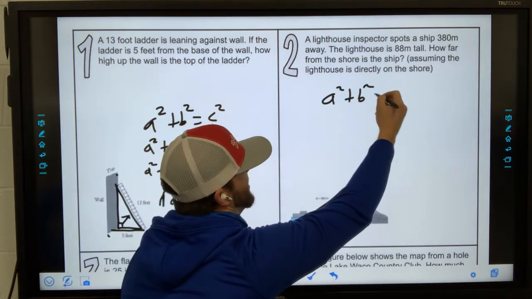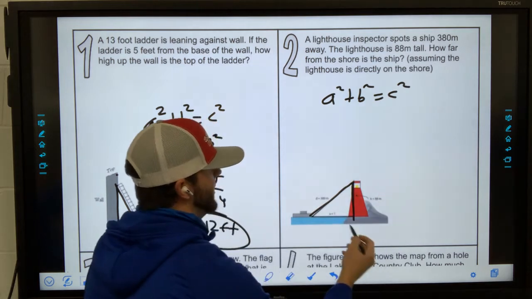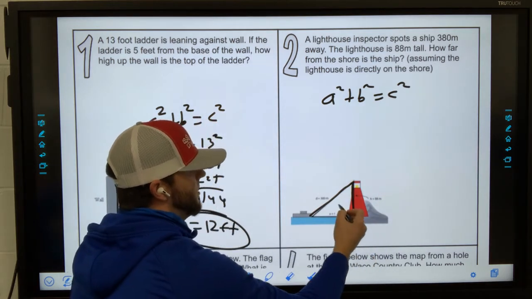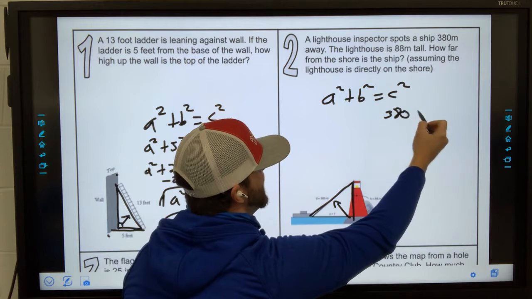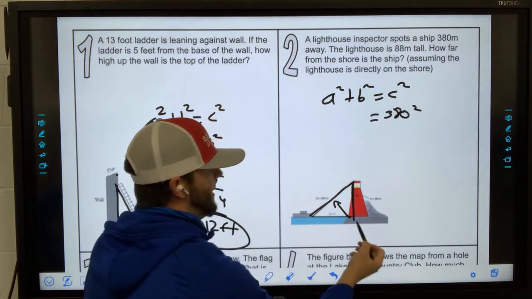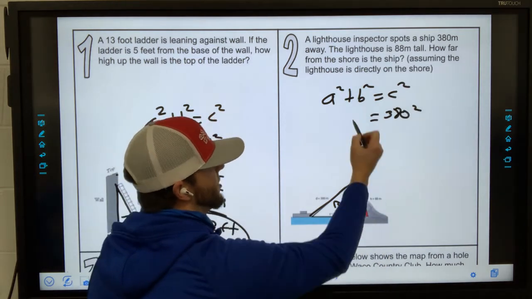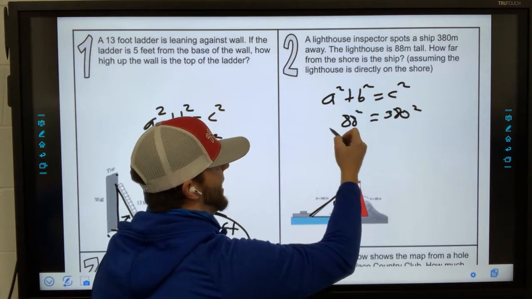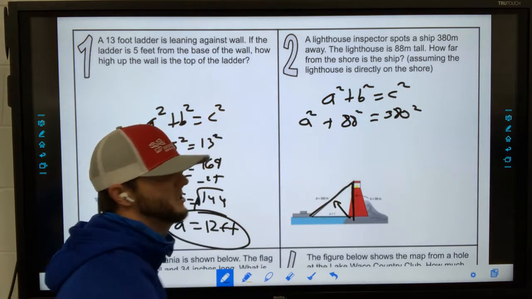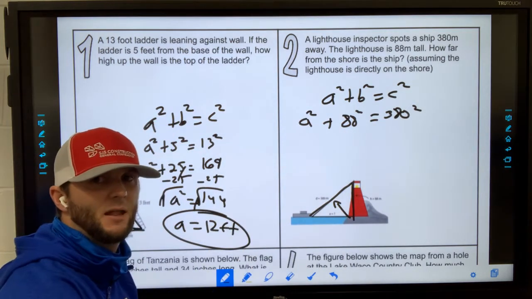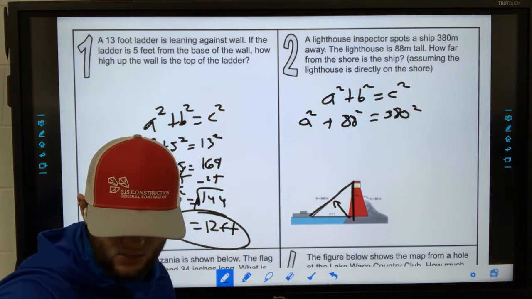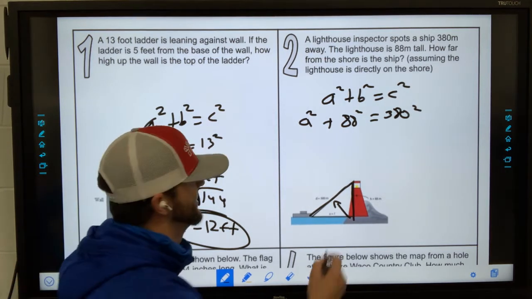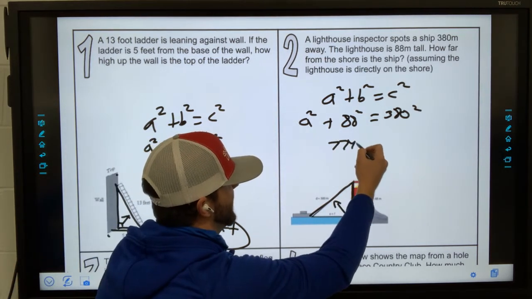So a squared plus b squared equals c squared. My c value is always my long side opposite the right angle, so that's going to be 380 squared. My b value is going to be the height of this, so I'm going to do 88 squared. And I need to find my missing side, which is a squared. Remember, on the legs, it doesn't matter which one you put it in, okay? So right now, 88 squared is going to be 7,744.